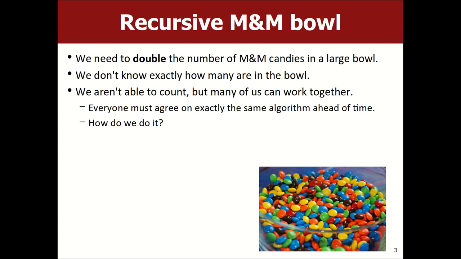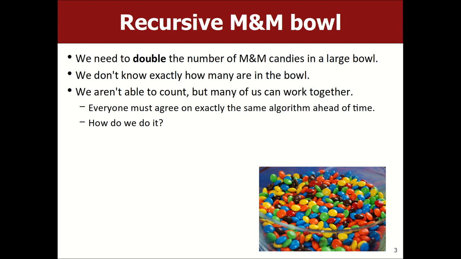Suppose there's a big bowl of candies. It's got a bunch of M&Ms in it, and we want to double how many there are. So if it has N M&Ms, we want it to have 2N M&Ms, right? Mostly what you would do is count the M&Ms, pull them out and count them up, and then whatever N is, you pour that many more in there, and now you're done, right?